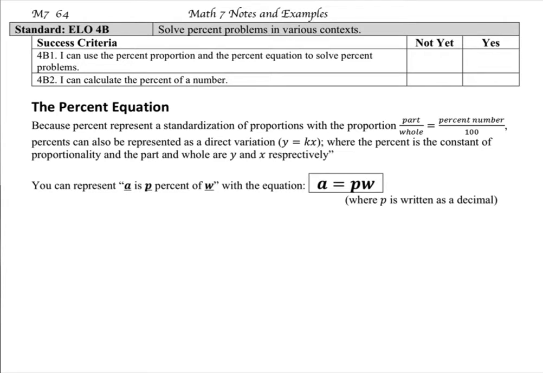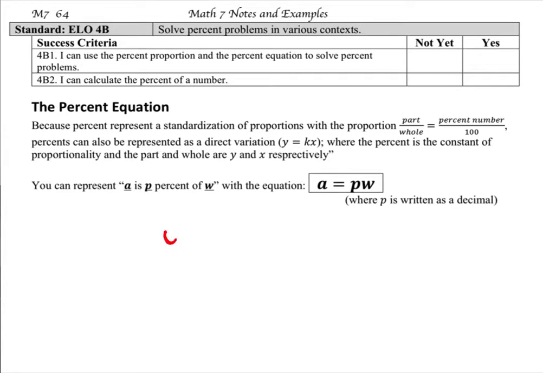The percent equation. Because percent represents a standardization of proportions, with the proportion part of the whole being the percent number over 100, percents can be represented as a direct variation y equals kx, when the percent is the constant of proportionality and the part and the whole are y and x respectively. So you can represent A as P percent of W with the equation A equals PW.